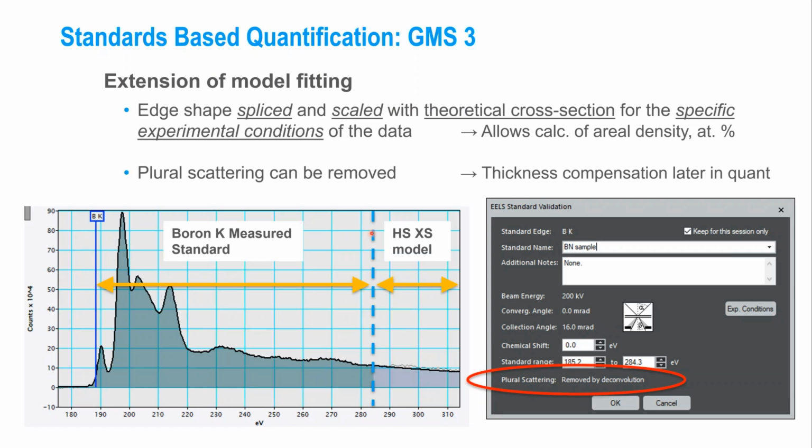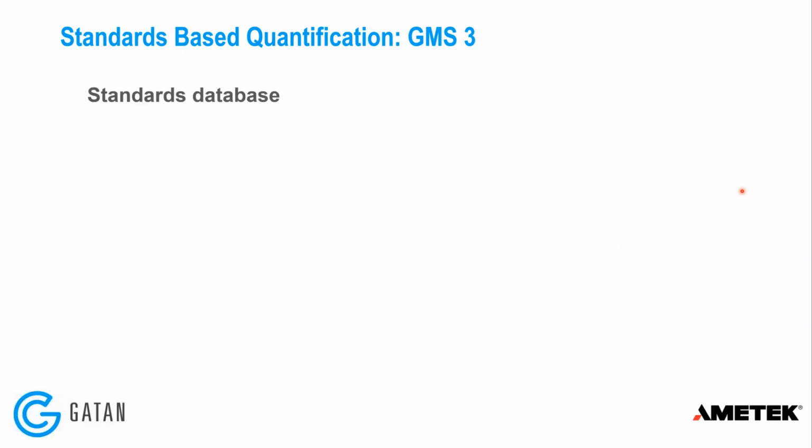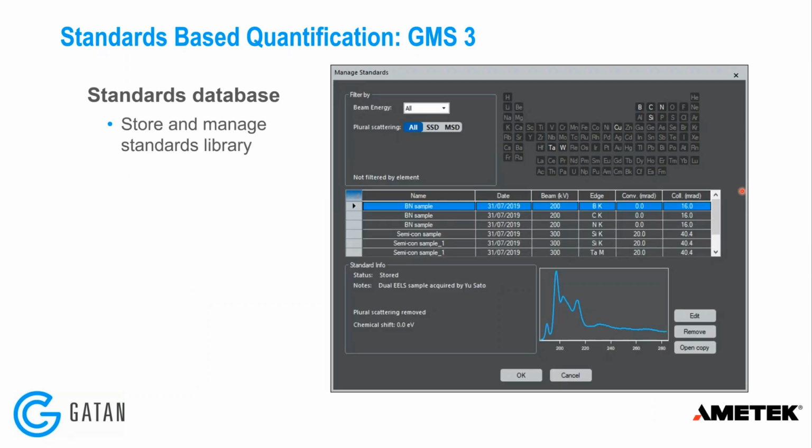So plural scattering can be removed from the experimentally measured standard if we have dual EELS. And this allows us to do thickness compensation later when we're using this standard for quantification. So that's really powerful. Again, that's in one of the examples later. So it's managed in software with a standards database. So essentially we store and manage a standards library.